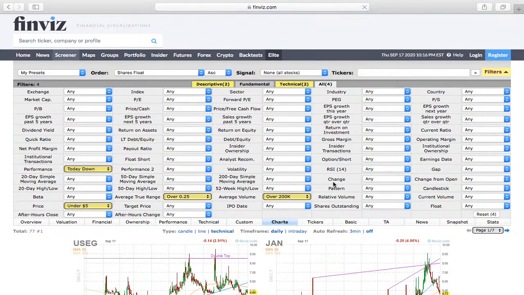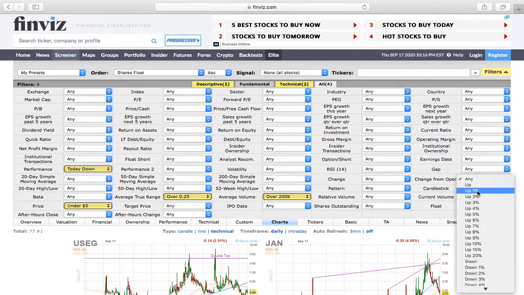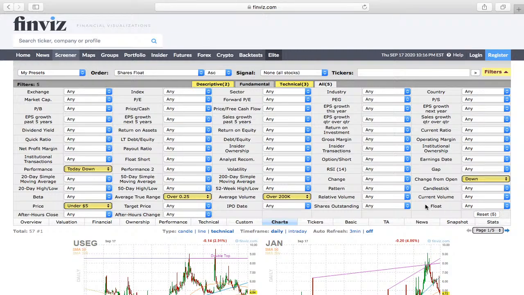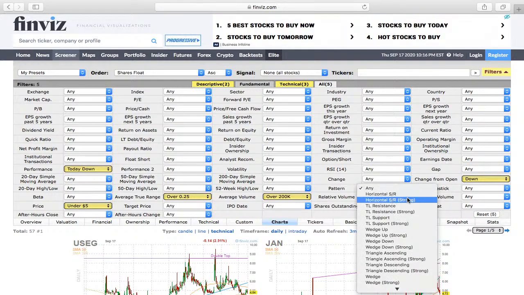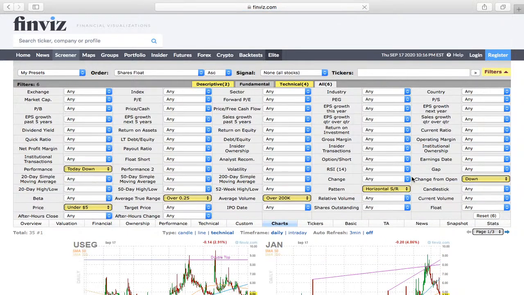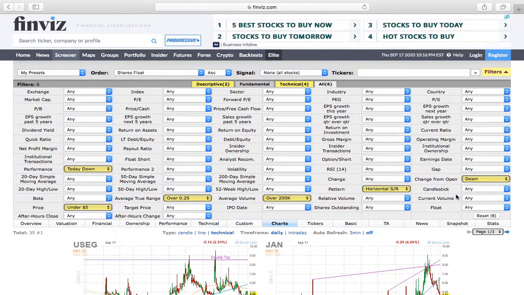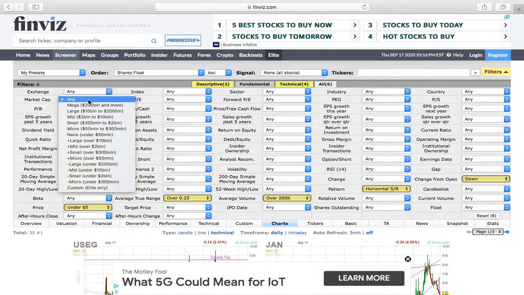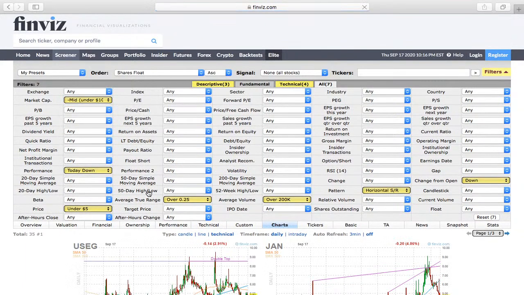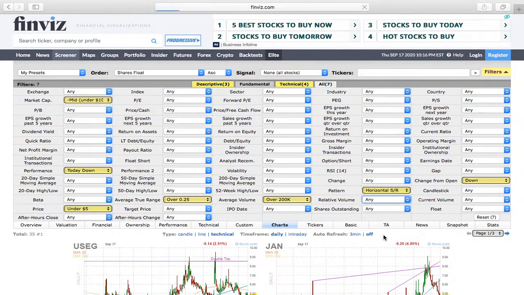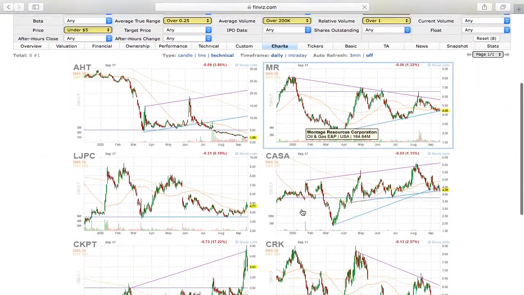So I'm looking for a bounce play here. Where, market, where are you? There it is. All right, let's do relative volume. One. Okay, that'll break it down a little bit.